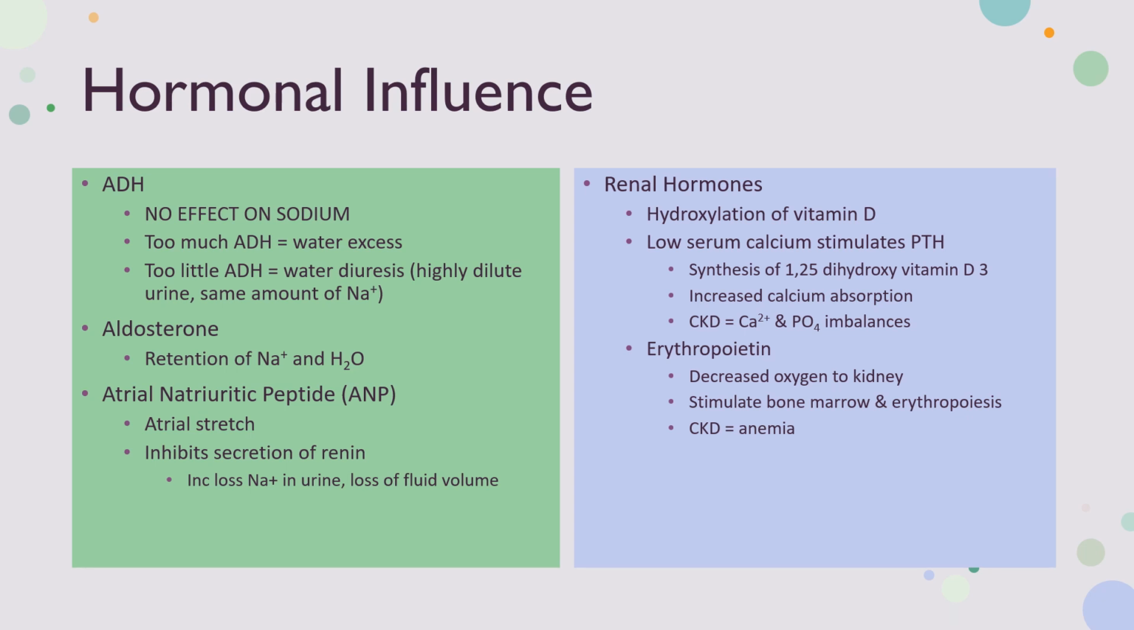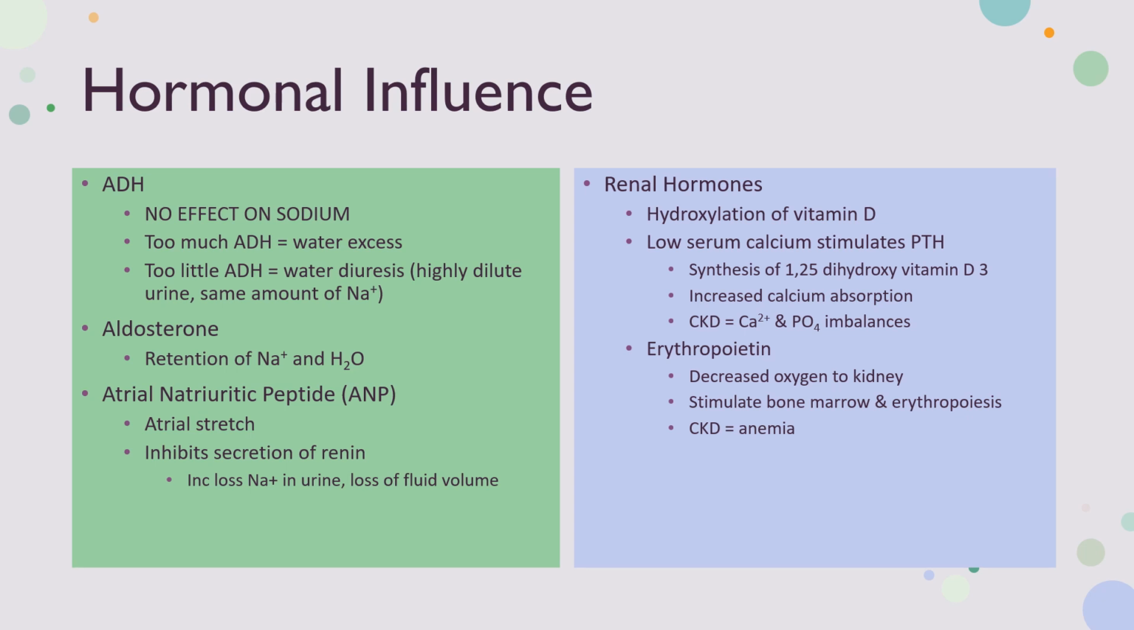Intrarenal hormones involve hydroxylation of vitamin D. Vitamin D is obtained through exposure of the skin to sunlight and through dietary intake. This form of vitamin D is inactive until the liver and kidney hydroxylate it to an active form.